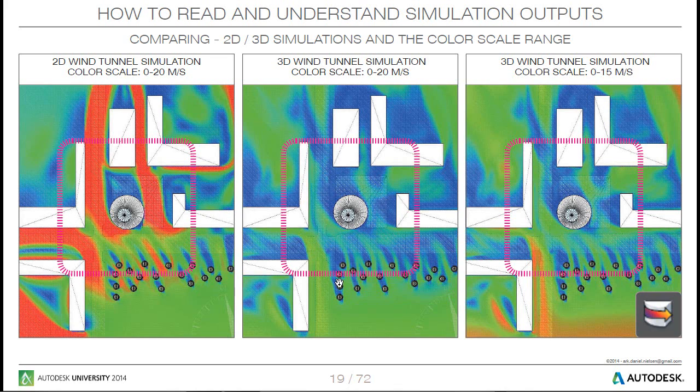So we can see that we don't have any red areas in this one, but we have it when we lower the minimum and maximum wind speed for the scale.